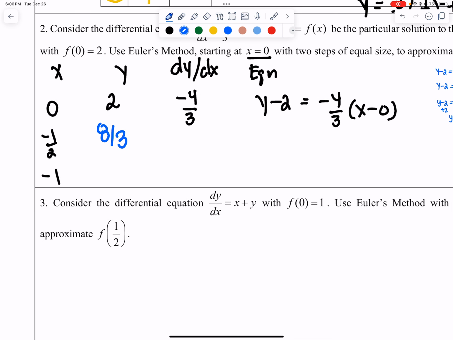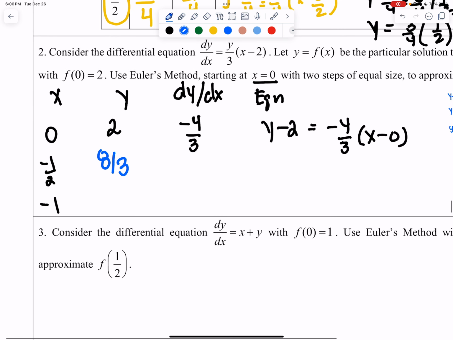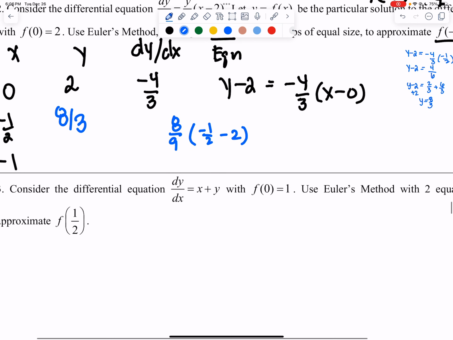All right, so you need to figure out what dy/dx is using that you have 8/3 as y and -1/2 as x. I know this is going to be a lot of fun. So you have 8/3 over 3, so this is like 8/9. Then you have -1/2 minus 2, which is, let's see, that's 4 over 2, so it's -5 over 2.